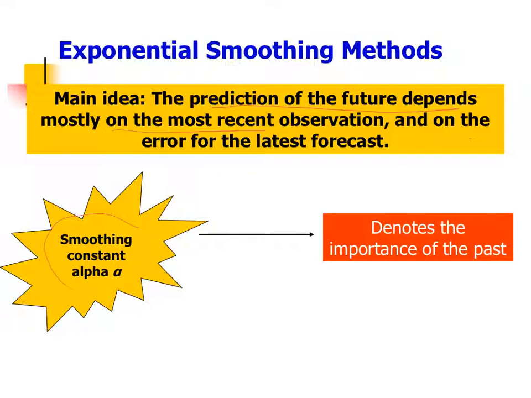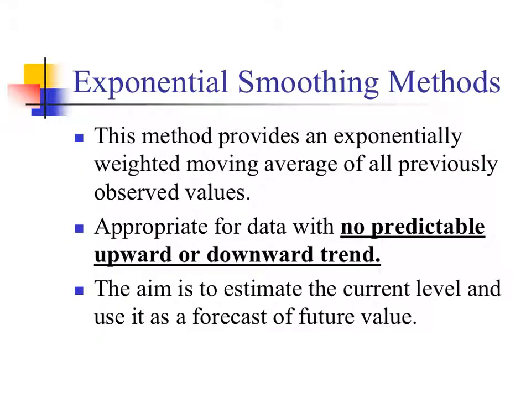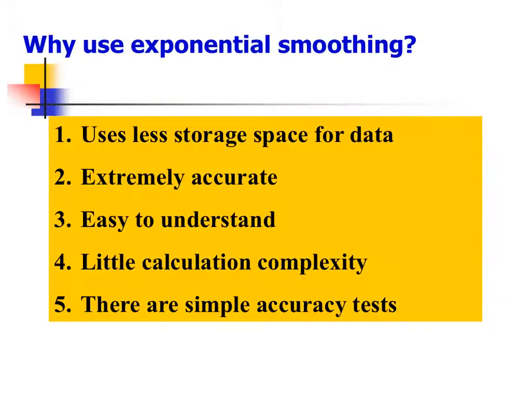Here the important thing is to understand the smoothing constant alpha, and it denotes the importance of the past data. This method provides an exponentially weighted moving average of all previously observed values, and again is appropriate for data with no predictable upward or downward trend. So we are talking about, again, a stationary data set to apply the simple exponential smoothing model. The aim is to estimate the current level and use it as a forecast of future value.